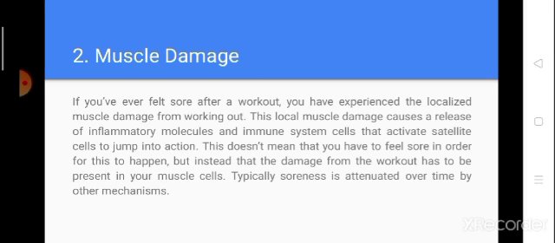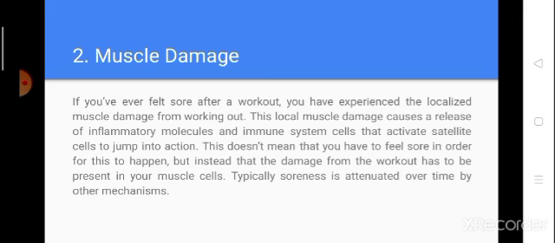Typically, soreness is attenuated over time by other mechanisms. Like I said, whenever you're doing a workout, there will be body pain or soreness. Here it is also mentioned that when soreness is there in your body, it means your immune system cells are working, which will activate the satellite cells. That means there is growth.